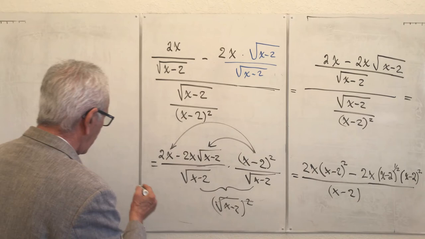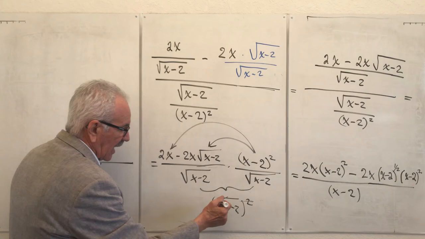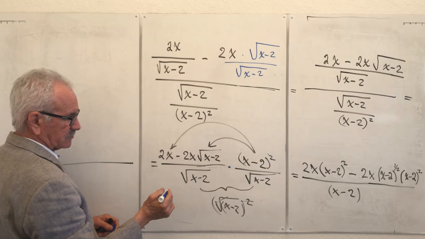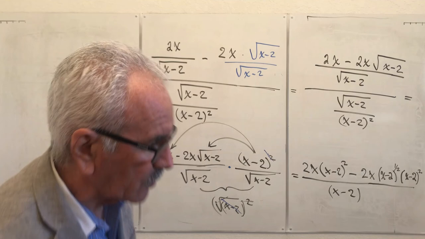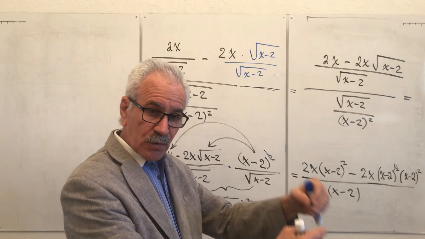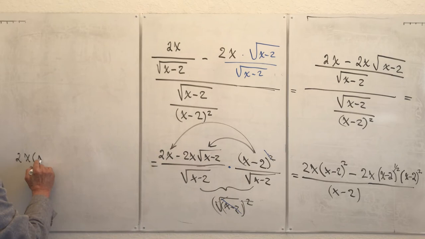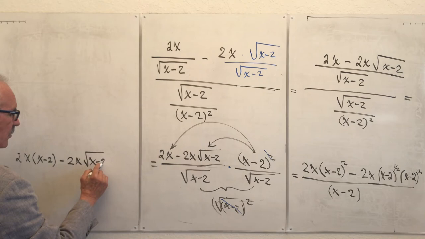Another way: because we have here x minus 2 squared and here x minus 2, we can cancel this x minus 2 with this square. Can you see? Because here is a multiplication. We can cancel this one and this one, resulting that now we have no denominators. I want to review this method to show you something. Remember, my objective today is not to get the solution but to show you the procedure. But here we have 2x minus 2x times x minus 2 minus 2x times square root of x minus 2 times x minus 2.